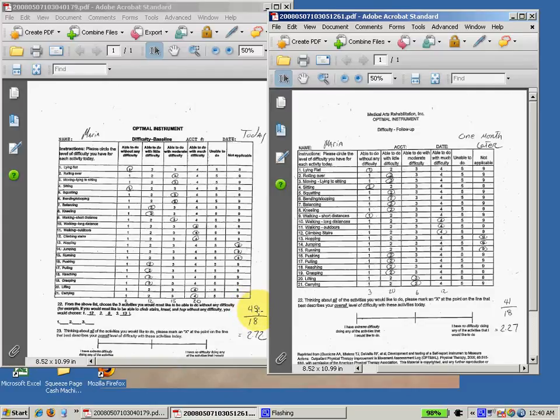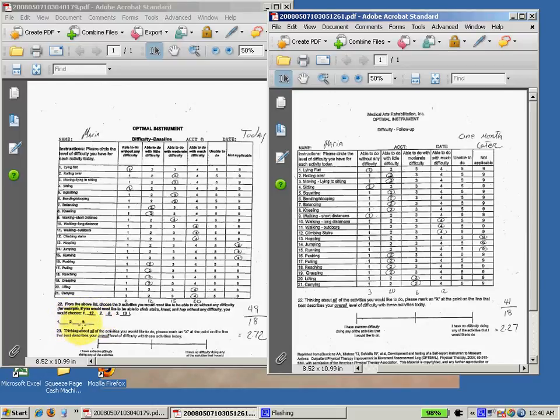Lower scores are better. Okay, so overall, she was between a 2 and a 3, somewhere between moderate difficulty and much difficulty overall, and now she's in the low 2s, or a 2.27. Now, if we were not carrying them to 3 decimal places, this would be a 2 and this would be a 3. It would still show an improvement, but I think less information. So this is the Optimal scale.